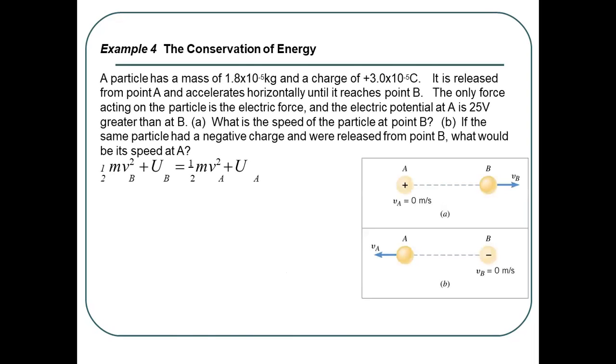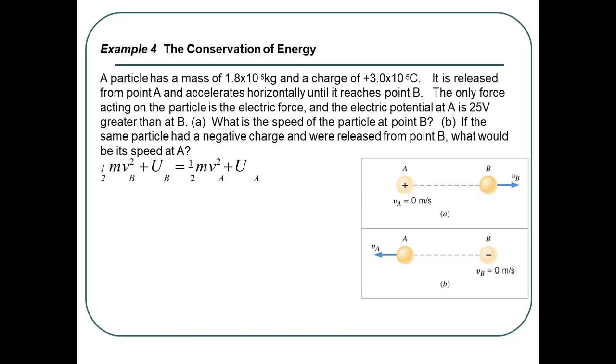Say for this example, the conservation of energy. A particle has a mass of 1.8 times 10 raised to negative 5 kilogram and a charge of 3 times 10 raised to negative 5 coulomb. It is released from point A and accelerates horizontally until it reaches point B. The only force acting on the particle is the electric force, and the electric potential at A is 25 volts greater than at B. What is the speed of the particle at point B? If the same particle had a negative charge and were released from point B, what would be its speed at A?